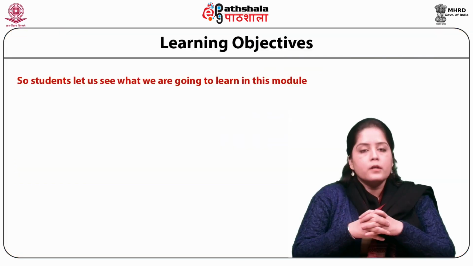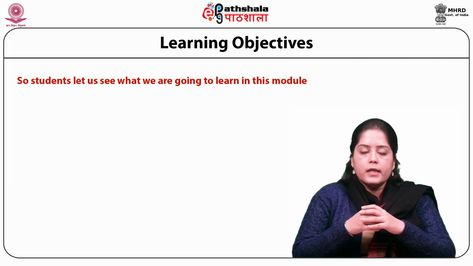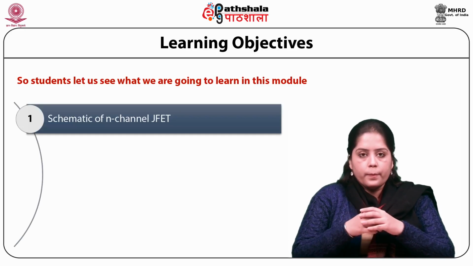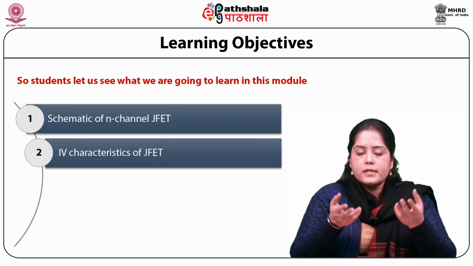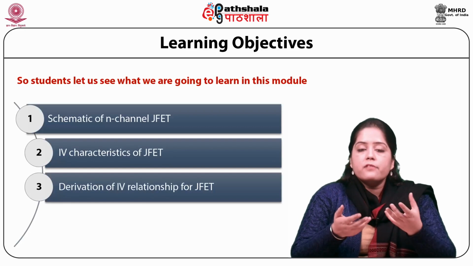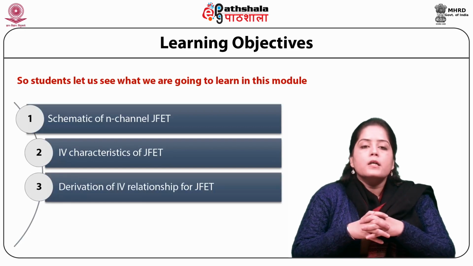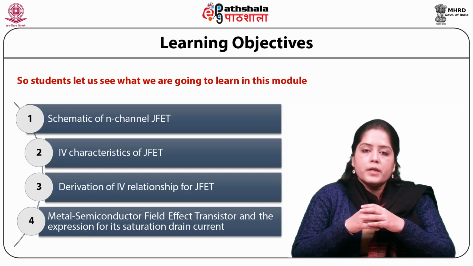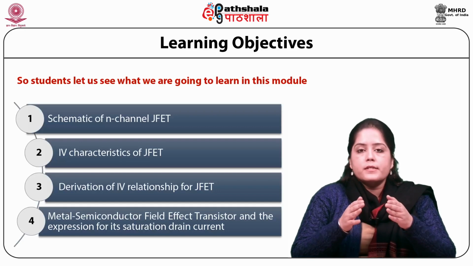So students, today we are going to talk on the module Junction Field Effect Transistor, JFET, and MESFET from the paper Electronics. So let us see what we are going to learn in this module. First, we will study the schematic of N-channel JFET. Second, we will discuss the IV characteristics of JFET, and we will derive the IV relationship for JFET also. Lastly, the metal-semiconductor field effect transistor, that is MESFET, and the expression for its saturation drain current will be discussed in this module. So students, let us start with a basic introduction about the module.